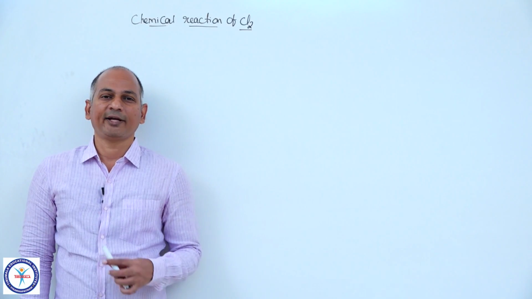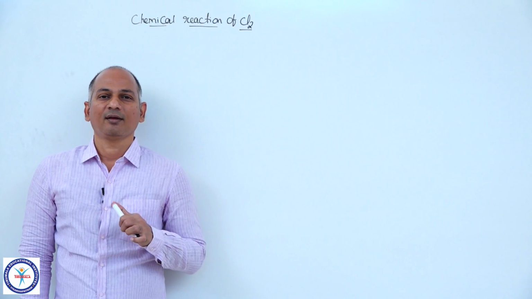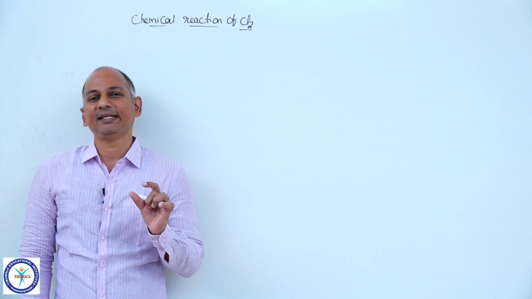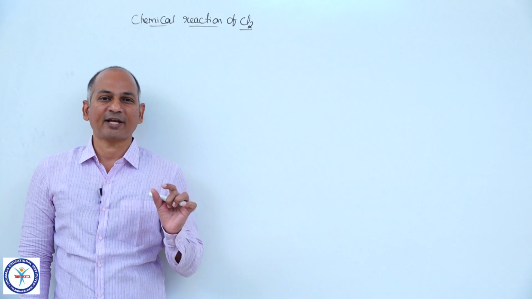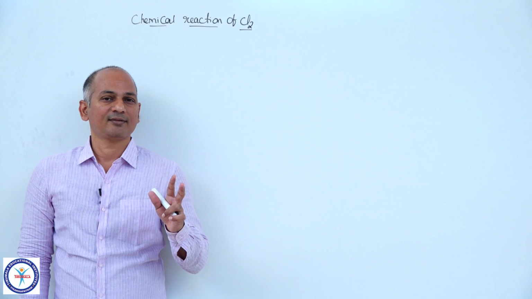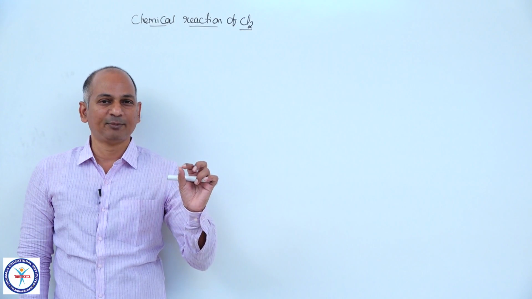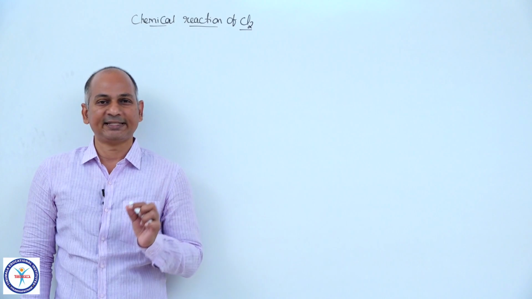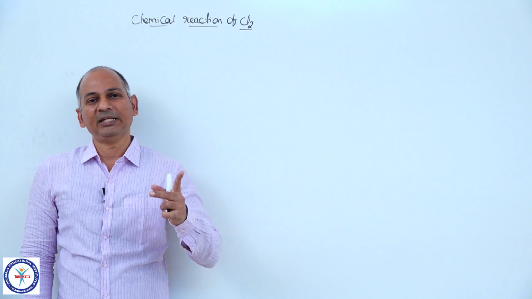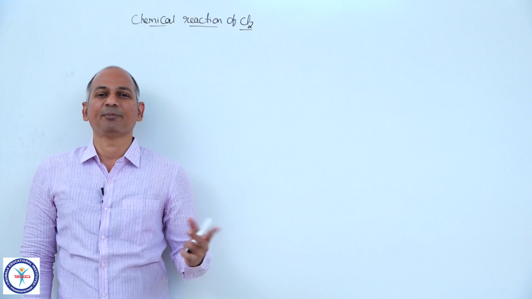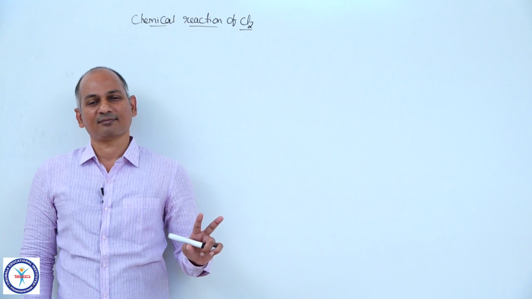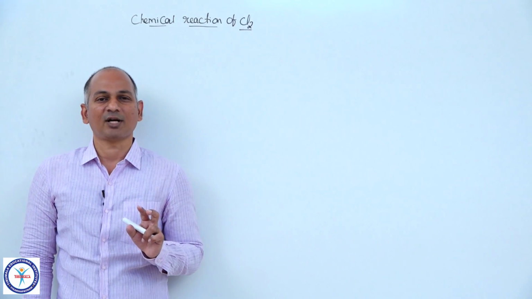Now let me continue with the reactions of chlorine. One last reaction of chlorine is the oxidizing and bleaching action of chlorine. In fact, both are closely related. See, almost maximum bleaching agents are oxidizing agents. Of course, there are few exceptions like SO2. That means some bleach by reduction and some bleach by oxidation. But maximum bleaching agents bleach by oxidation, and chlorine water is one such compound.